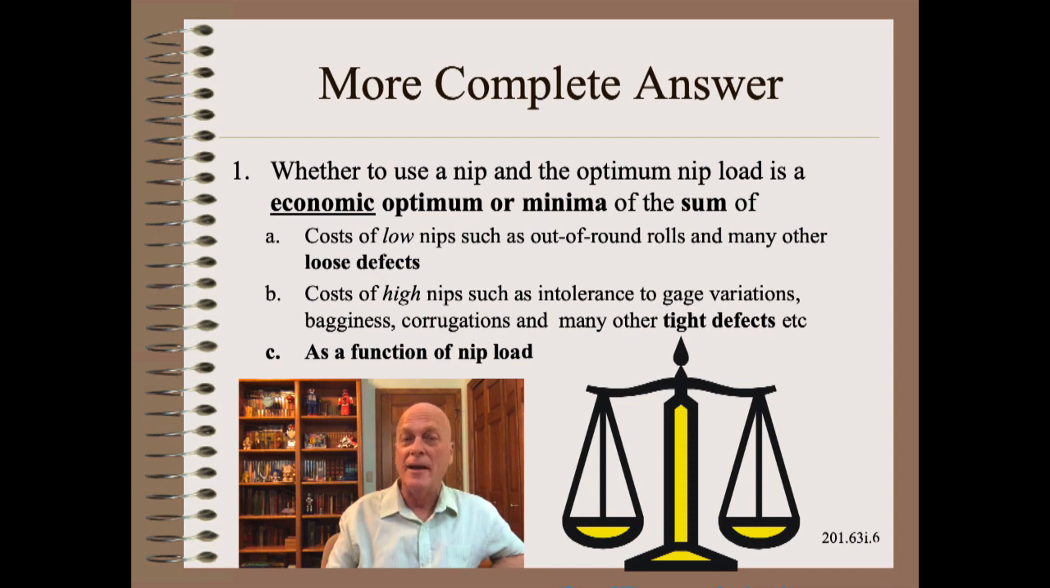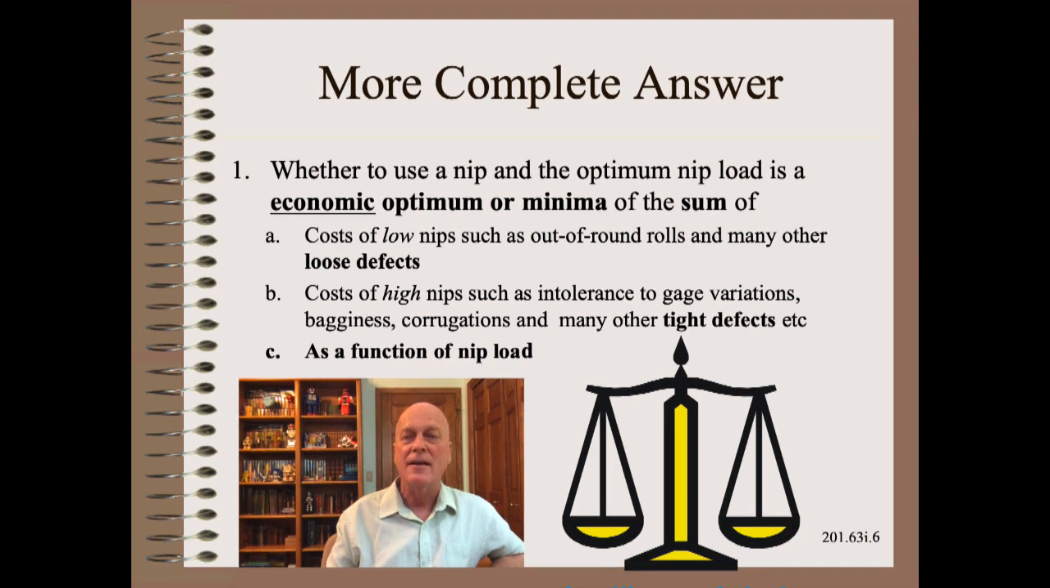Unfortunately, engineering and science will usually be unable to answer the question of what nip load setting is best. Best can only come from economics. Those of you who follow my work will quickly know how to get that answer. It is the economic minima of the sum of low nip load defects and high nip load defects as a function of nip load for a given web and winder.